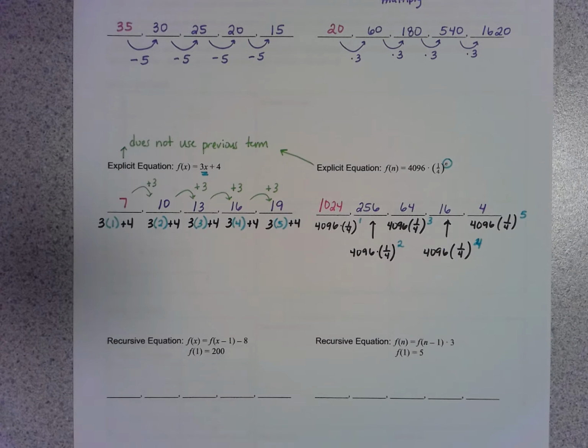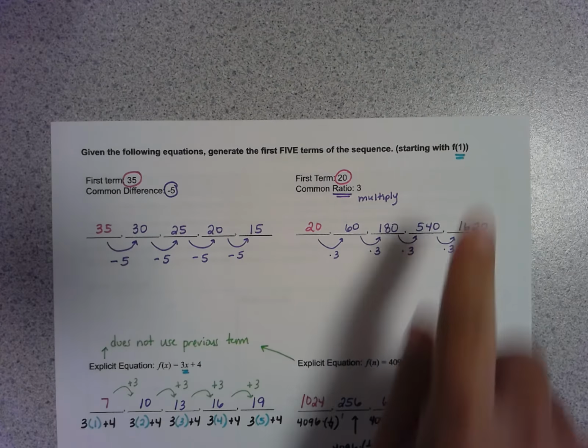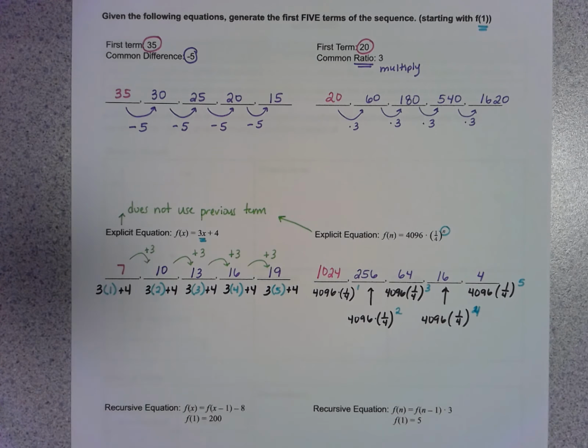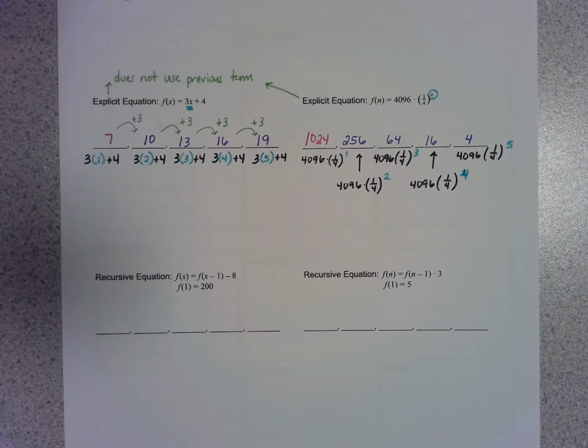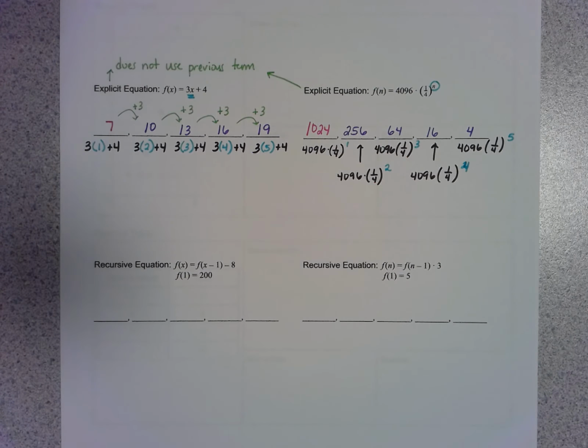So when you have an explicit equation, the best way to figure out the numbers in the sequence is just to plug in the input values wherever you're supposed to start. If this had said starting with f of 0, then instead of starting by plugging in 1, I would have plugged in 0 first, and then 1, 2, 3, 4. Now, if we've got a recursive equation, we have a slightly different problem because for a recursive equation, there's no plugging in. You just have to use the pattern.